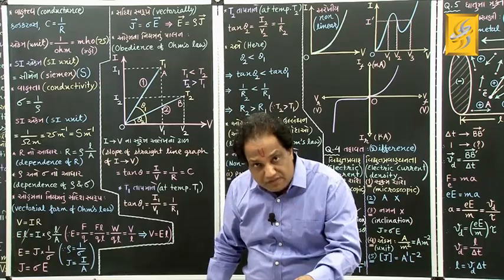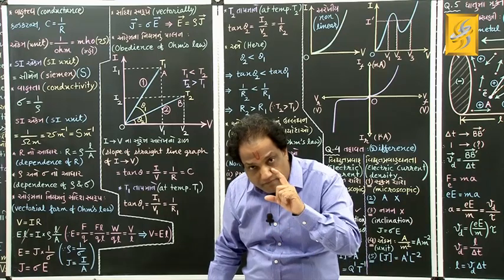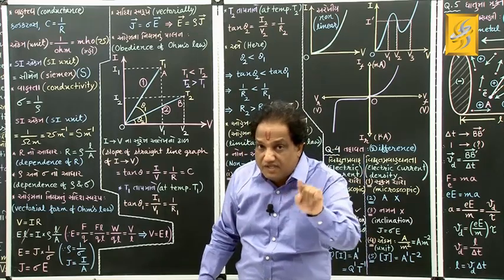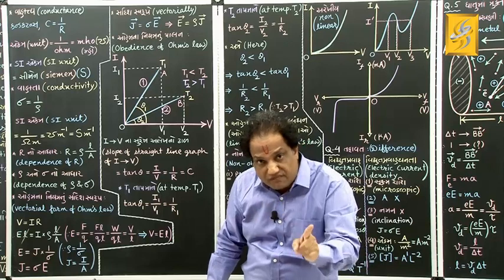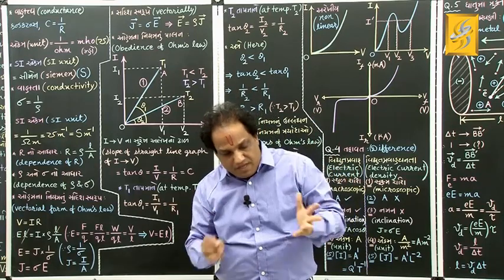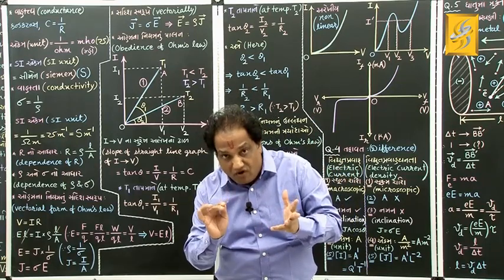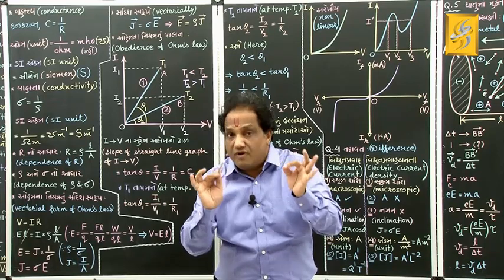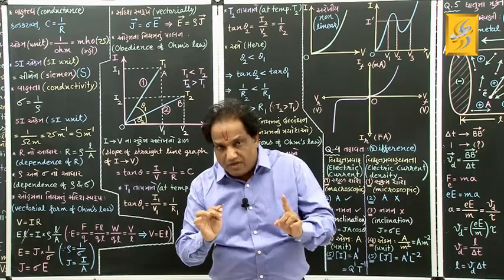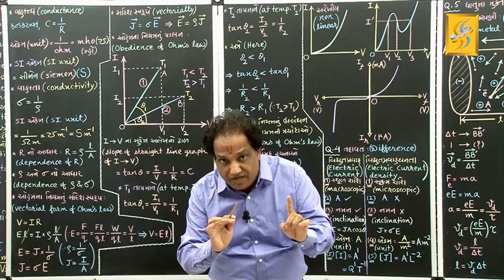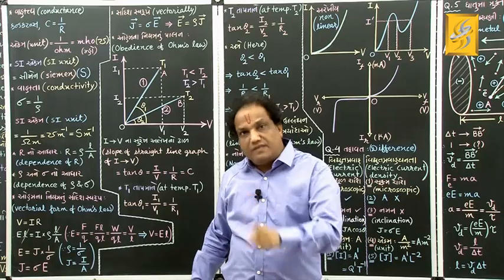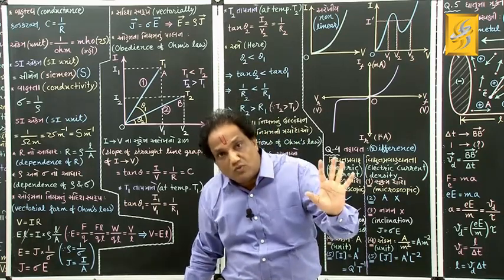At a given temperature, the resistance is constant for a given metal. When resistance R is constant, you can say I varies as V. If I varies as V, then the graph of I versus V will be a straight line passing through origin. So remember, if you find a graph of I versus V for a given conductor which is a straight line and passing through origin, then that conductor is obeying Ohm's law, correct?